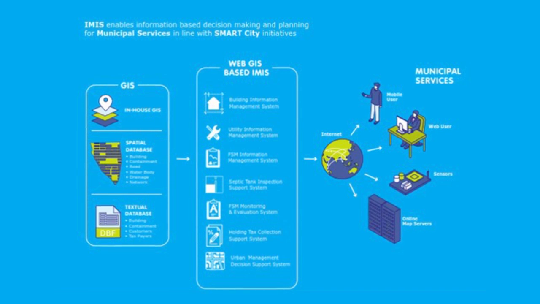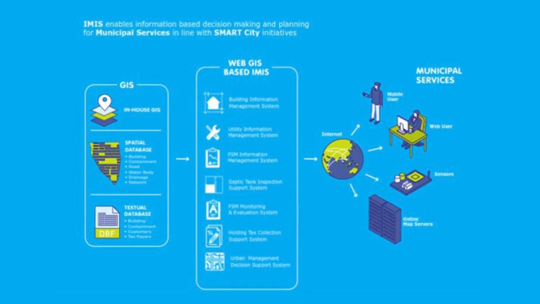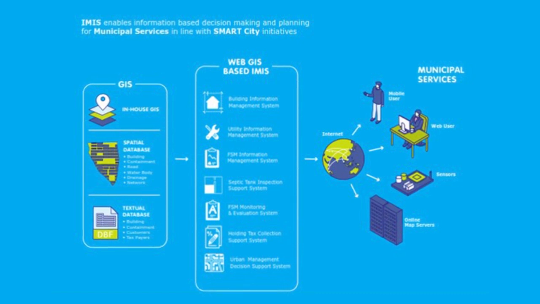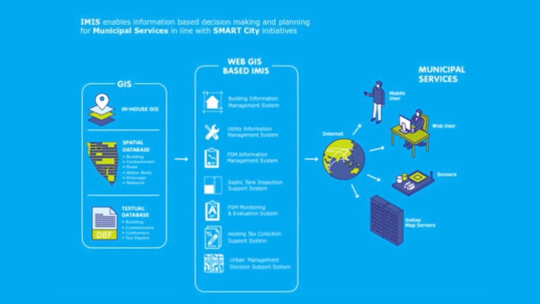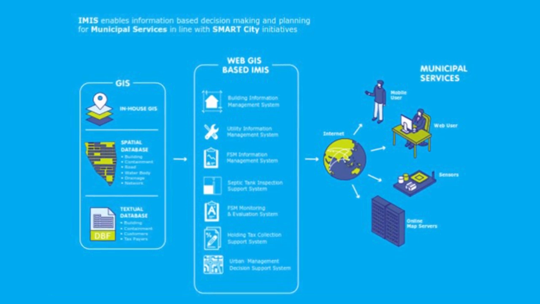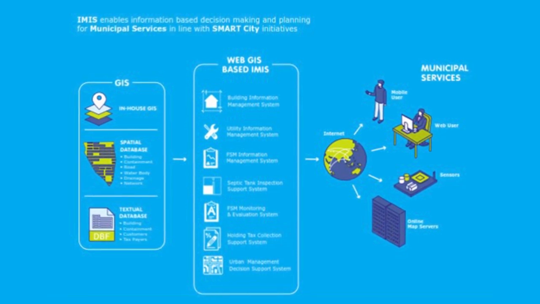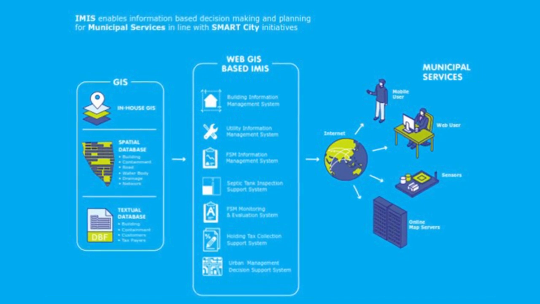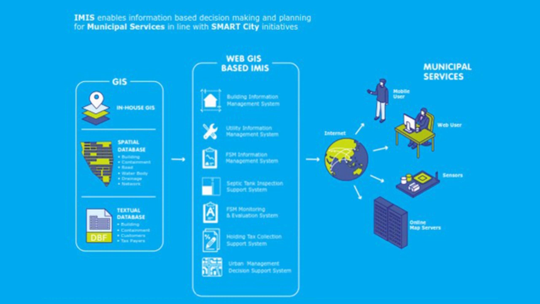The services can be provided to the citizens via web users, mobile users, and online map services. Municipalities are in the process of providing services efficiently in line with the government's smart city initiatives. Hence, IMIS was designed to manage the complete business process through scheduled containment emptying service, starting from filling an application by a customer to safe disposal of collected sludge at a treatment plant.